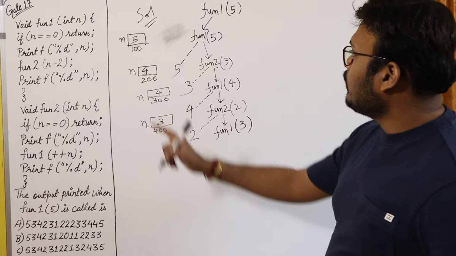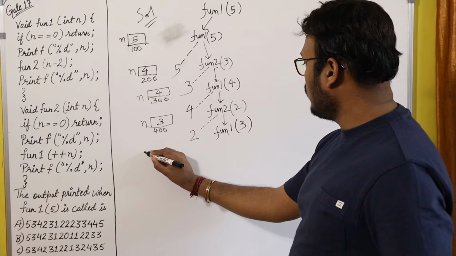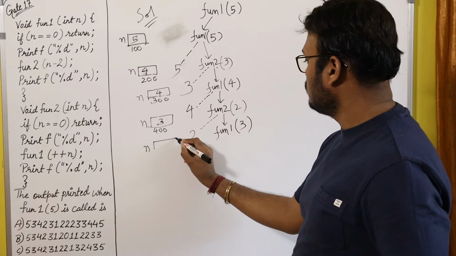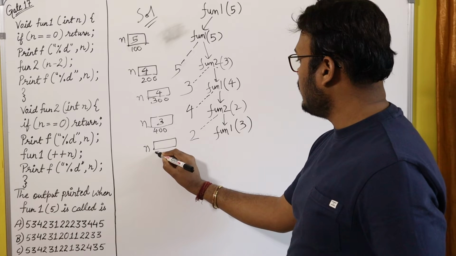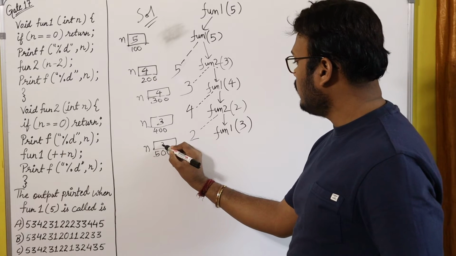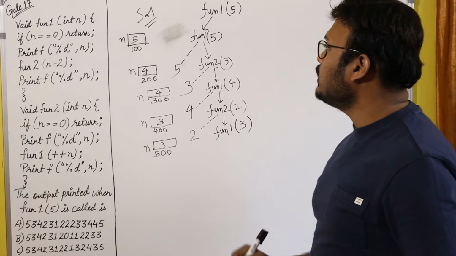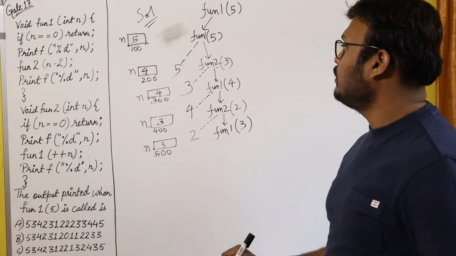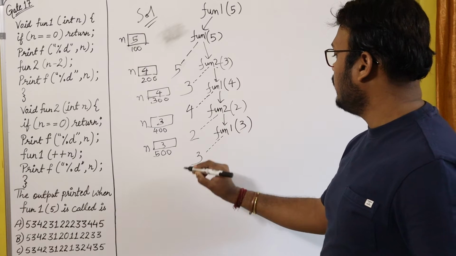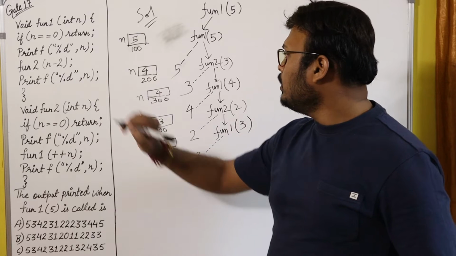Okay. So now again the fun1 function is called here. Now a local variable for fun1 will be n, and let's give it the address 500. And the value is copied here, 3 has been copied here. So now if 3 equal to 0, no, so printf n. So n will get printed here. What is the value of n? 3 got printed.